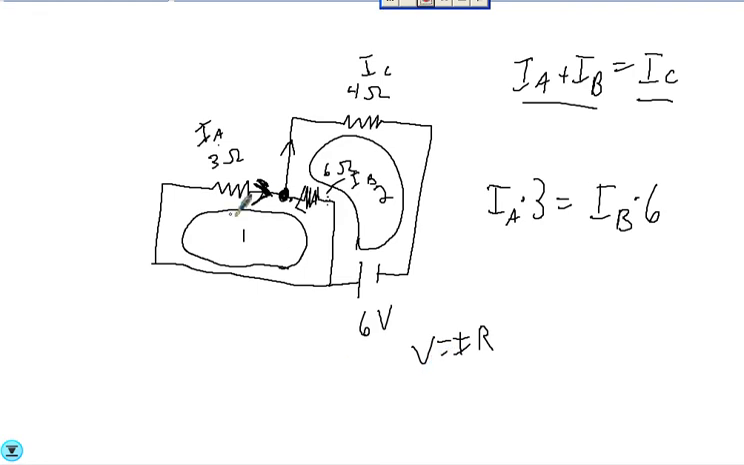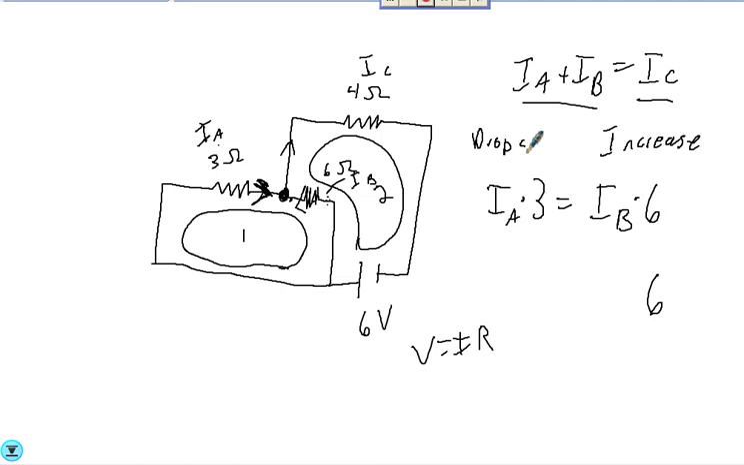Now to deal with our loop 2 here, I like to start at the battery. So for the battery, we could say that we have an increase of 6 volts. I'm just going to put that on my right side because I've already said this was an increase. So I'm going to get my increases on the right side of my equation and the drops on the left side.